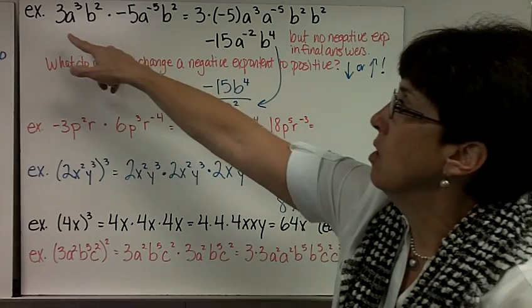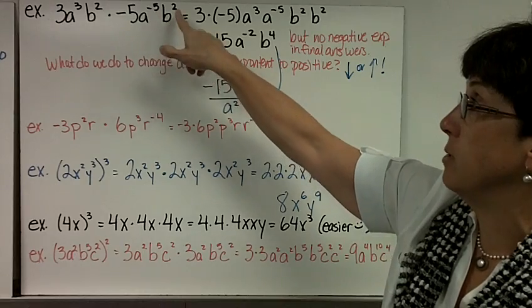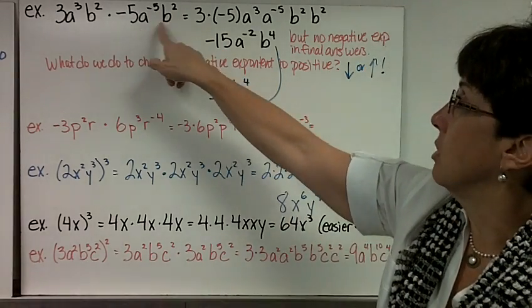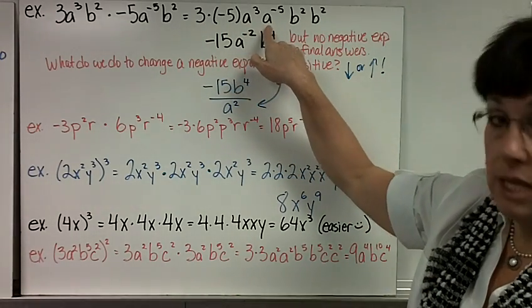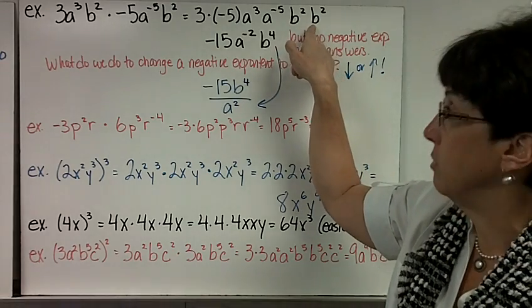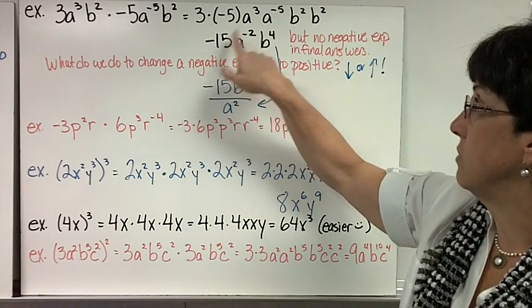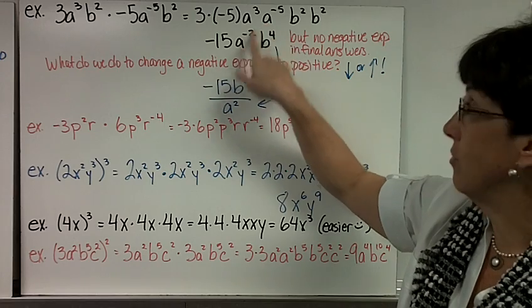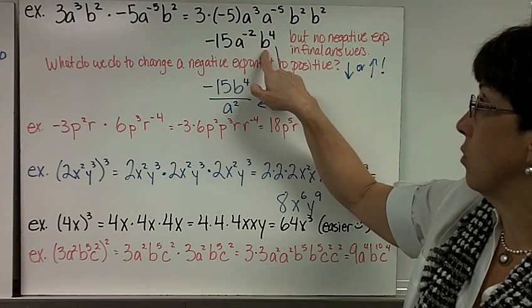3a to the third b squared times negative 5a to the negative 5b squared. Now I've put a negative exponent up there. So I'm going to group my like terms together. 3 times negative 5, a to the third times a to the negative 5, b squared times b squared. Do exactly what I did before. Multiply my coefficients. 3 times negative 5 is negative 15. Add my exponents. 3 plus negative 5, negative 2, and add my exponents. 2 plus 2 is 4.